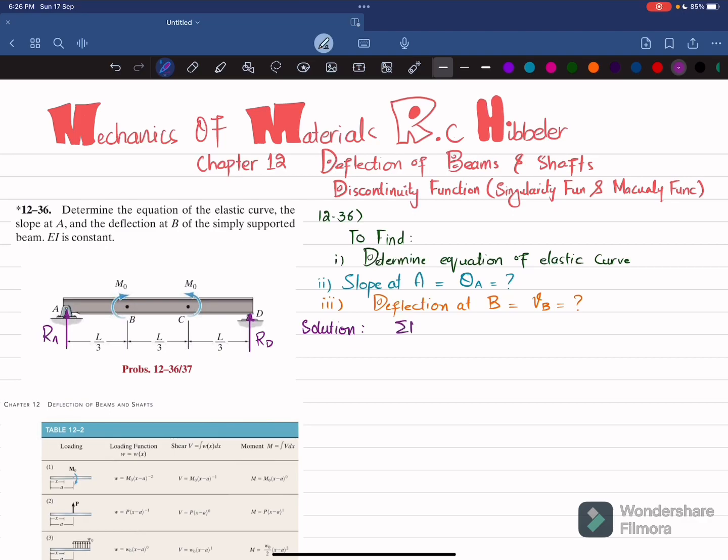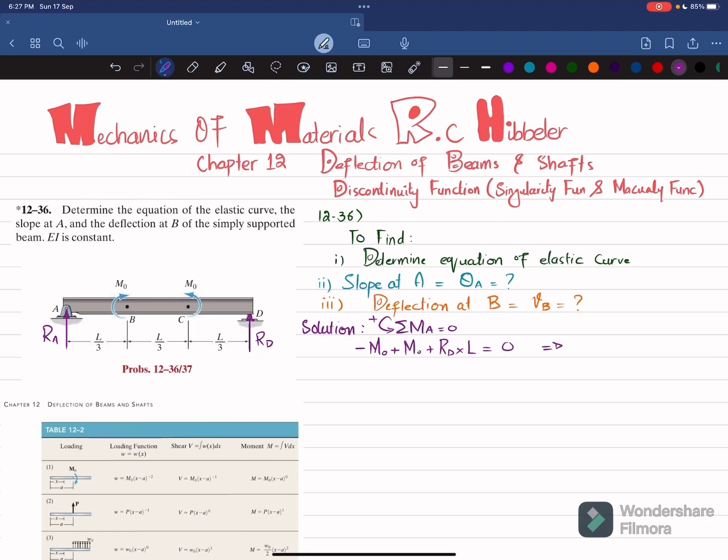The first equation of equilibrium is that the sum of all moments about point A is equal to 0, taking counterclockwise moments as positive. About point A, one moment is this M0, which is clockwise, so it will be negative. The other moment is this M0, which is counterclockwise, and that will be positive. The third moment will be Rd into this length, which is L, and this will again be counterclockwise, so it will be positive. The sum of all moments about point A will be equal to 0. So I will write minus M0 plus Rd into L is equal to 0.